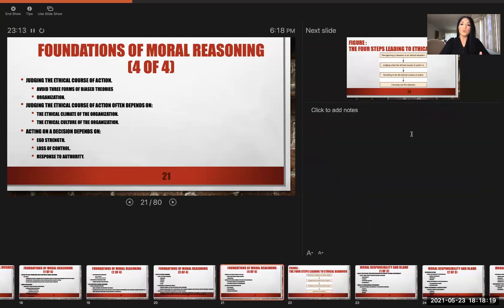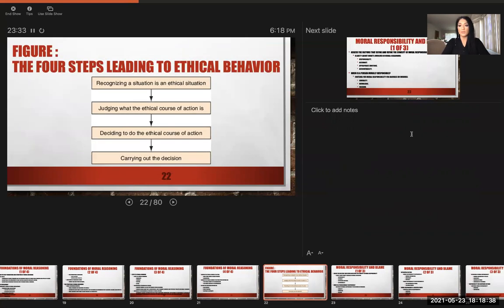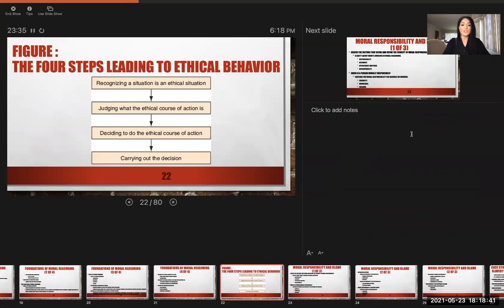Now, the foundations of moral reasoning: we look at judging the ethical course of action, to avoid these forms of bias, and we look at the organization as well. Judging the ethical course of action often depends on the ethical climate and the ethical culture of the organization. Acting on a decision depends on ego strength, locus of control, and response to authority. Here are the 4 steps leading to ethical behavior: recognizing, judging, deciding, and carrying out.